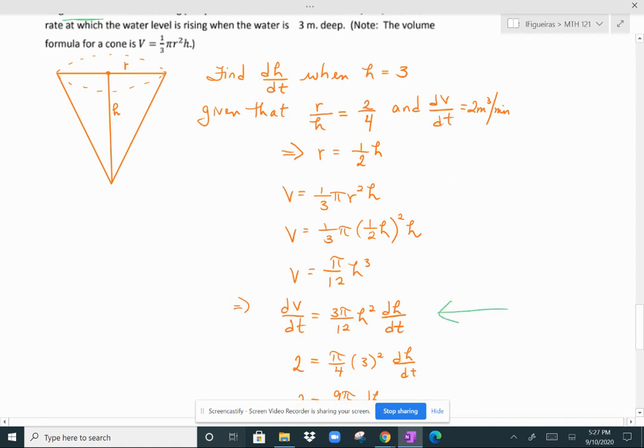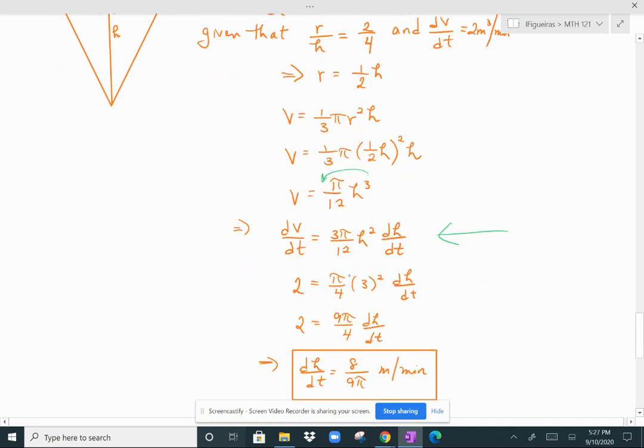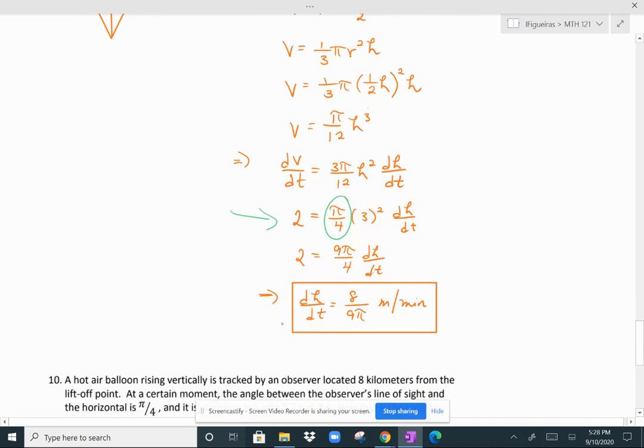So I get dv dt equals, and then use power rule, it's 3 times pi over 12 h squared dh dt. The 3 pi over 12 simplifies down to pi over 4, but I can also replace what I know. You were told in the original problem that dv dt is 2, and that when you're trying to figure out dh dt, the height is 3. So you get 2 equals 9 pi over 4 dh dt. But dh dt, you need to solve for it, so multiply both sides by the reciprocal of this, and so you get dh dt is equal to 8 over 9 pi, and the units here are meters per minute.